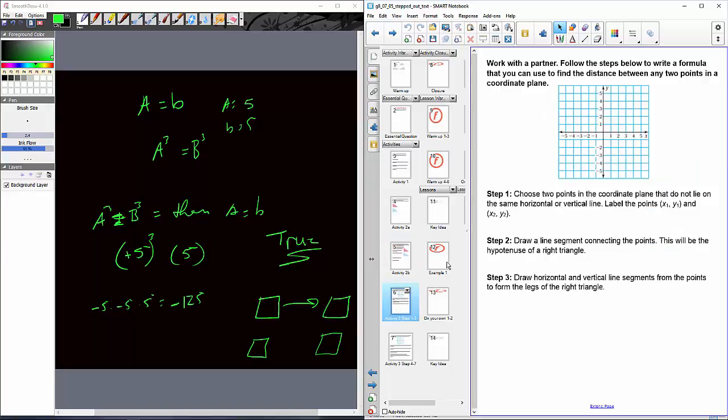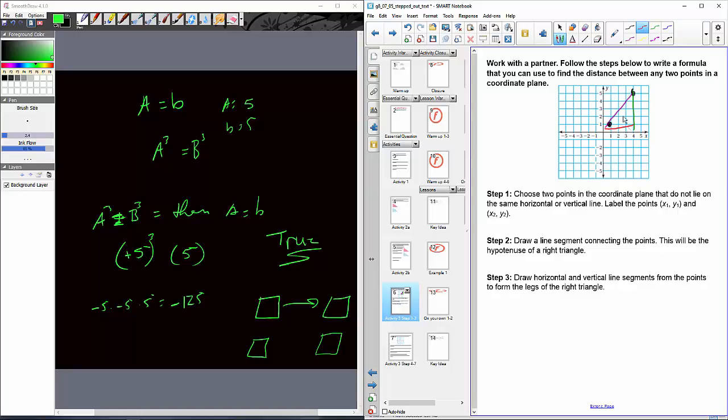All right, so the next one, I have choose 2 points that do not lie on the same horizontal or vertical line. I'm just going to quickly draw out 2 points. I'll put one up here, and I'll put one down here. Okay, and now it says draw a line connecting the points. All right, cool. I'll use a different color. And now it says draw a horizontal and vertical to form the legs. So I'm basically making a triangle going down. I'll use another color here. Okay, pretty close.